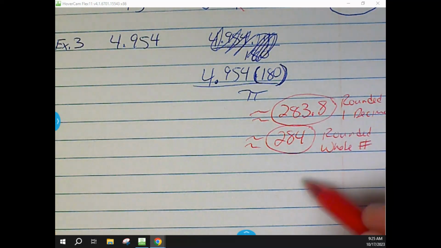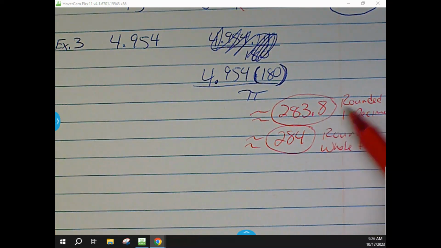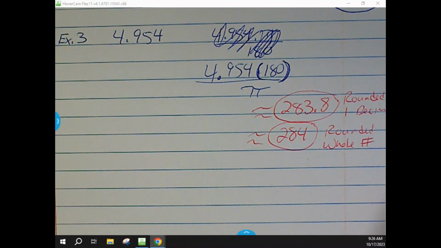Okay, and again, they will tell you where to round this thing off to, if it's one decimal place or two or a whole number. They'll specify what they want you to do there.